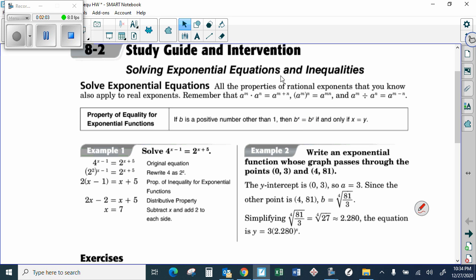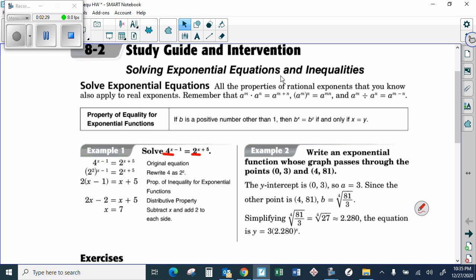Okay, so why are they telling you that? The point is if I can get it to a like base, then all I have to do is set whatever these two exponents are equal to each other and solve. That's the whole point in them telling you this. So the goal is to make like bases here. So notice that's a 4 and that's a 2.